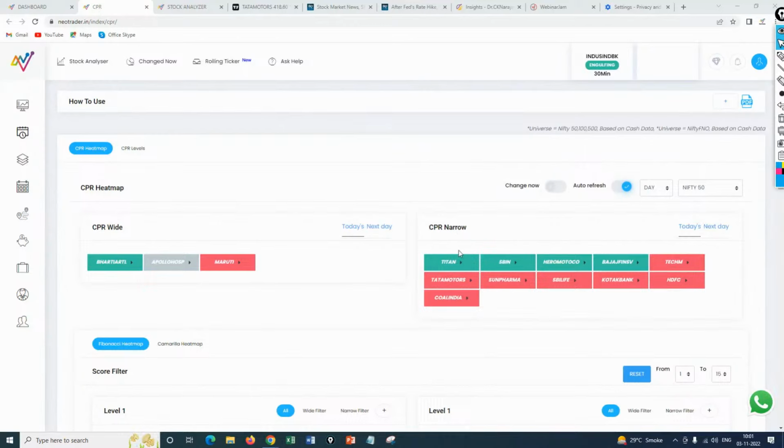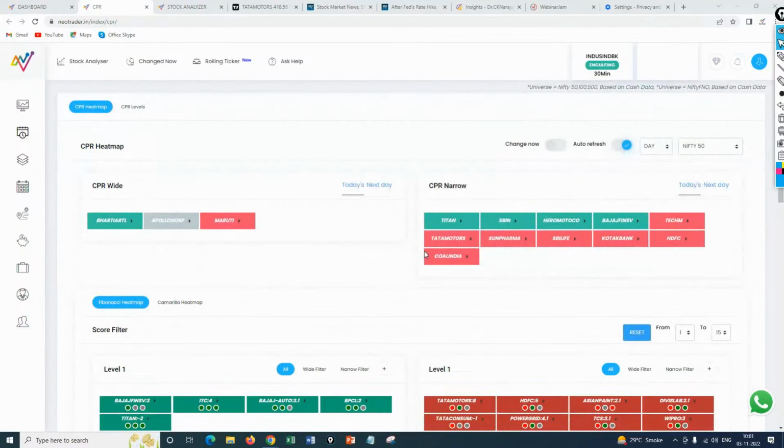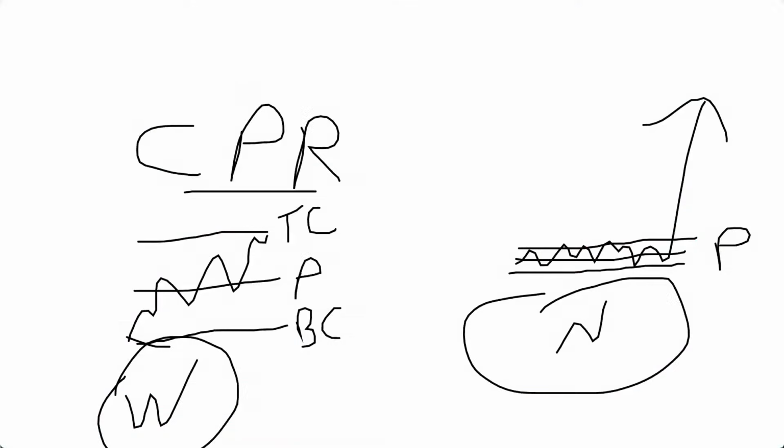All right, the next I'm going to show you how you can directly get trades from CPR. Matlab direct trade aapko kaise milega. All right, that's great. Okay, so ye ho gaya, what is CPR wide, what is CPR narrow, the basics I showed you. Next I'm going to show you how to find a breakout using CPR. Ye hai CPR. If the stock is going above the CPR, it becomes a level one, level three breakout.